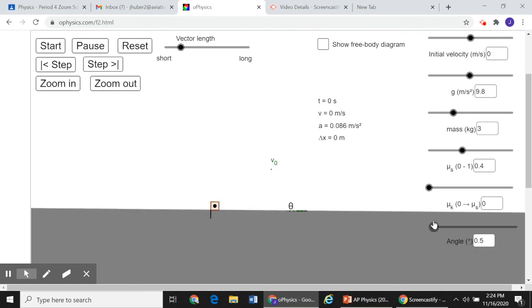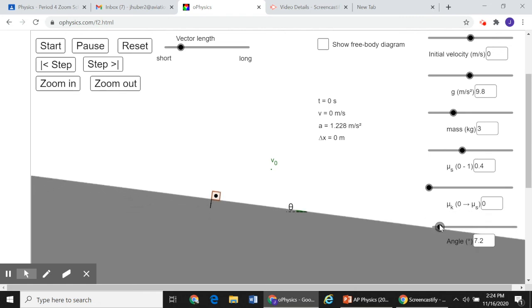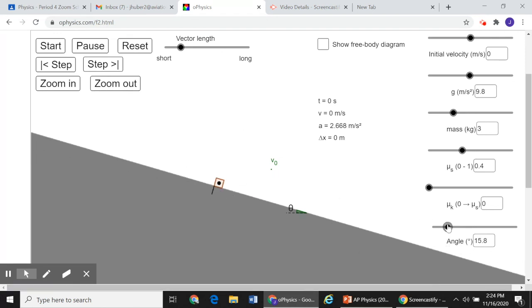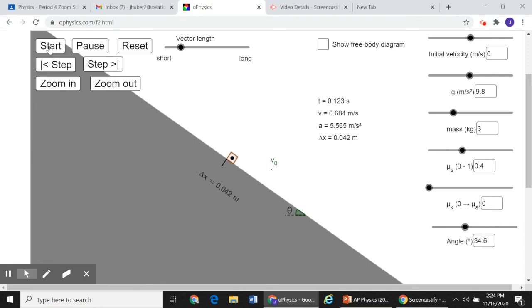Notice here, if I just raise this to a modest angle, the object is not moving. Now, it does say there's an acceleration here, but the object is not moving. The coefficient of static friction is 0.4. If I raise it to 13.1, it doesn't move. If I raise it to 15.8 or 16.2, it doesn't move. But eventually, there's going to be some angle that's reached where the object does begin to move.